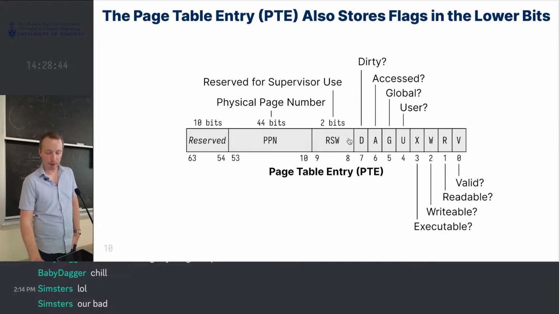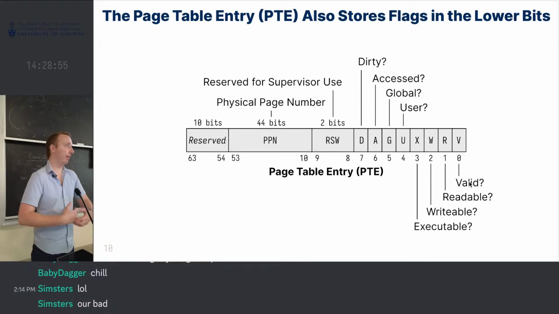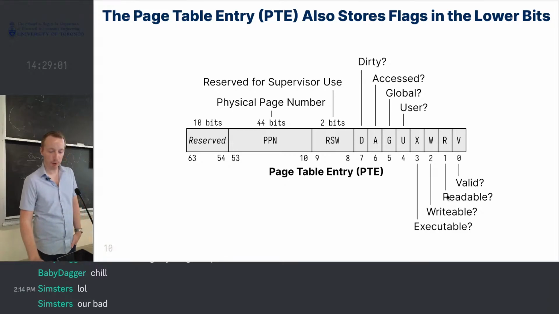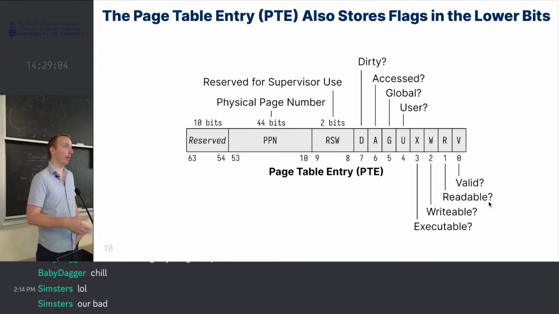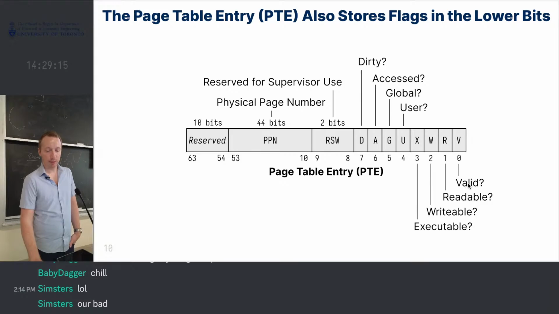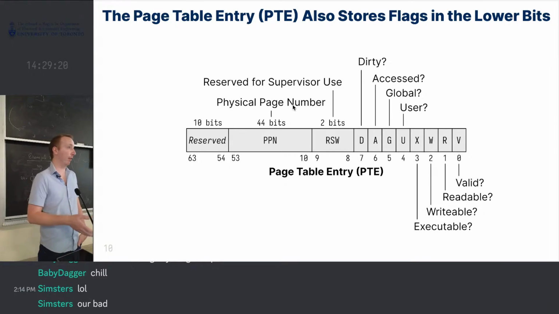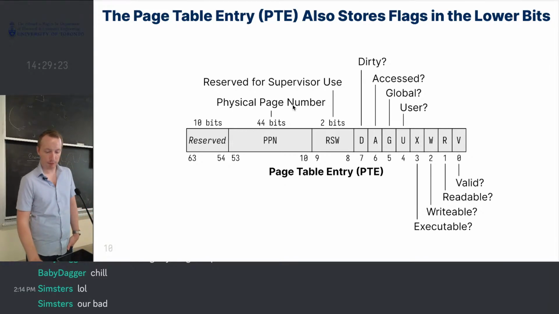There are 8 bits over on this side, starting at D, A, G, and so on, that are used for permission checks. They are just single-bit permission checks. Valid just means this entry is valid and usable for translation. That's one of the few we should know. Another one is readable: does this memory represent something I can actually read? And the next one, does this memory represent something I can actually write? In this course, we will only be concerned with valid, read, write, and the physical page number. Those are the things that have to be in the page table entry.